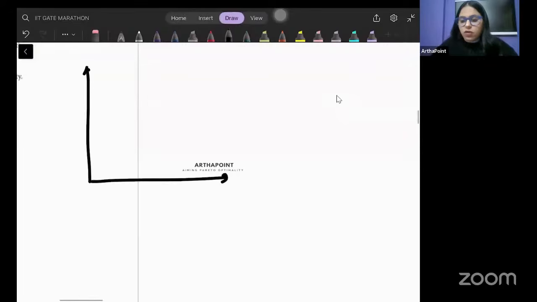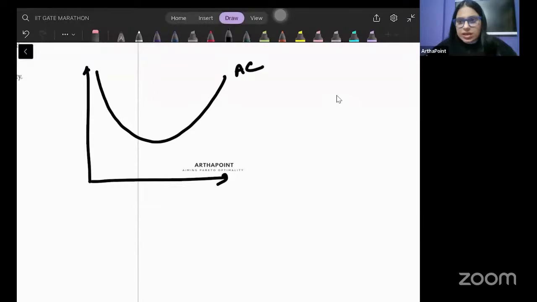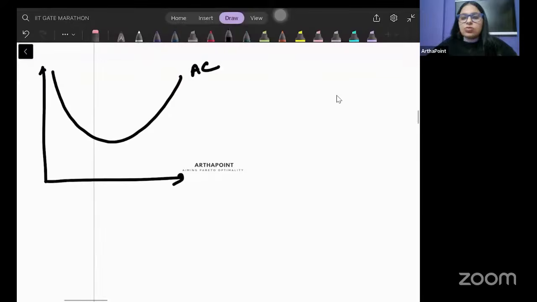Now, beta, we have always studied that my AC is U-shaped. हमेशा यही पढ़ा है हमने. Now, there is something which is known as a modern theory.